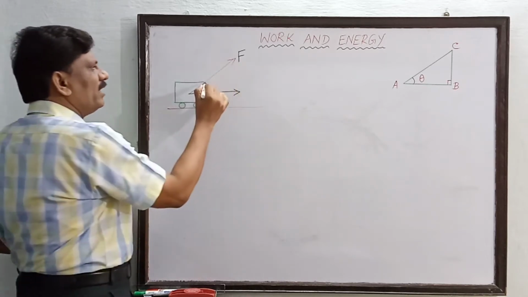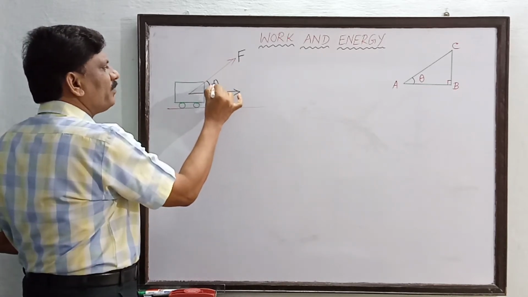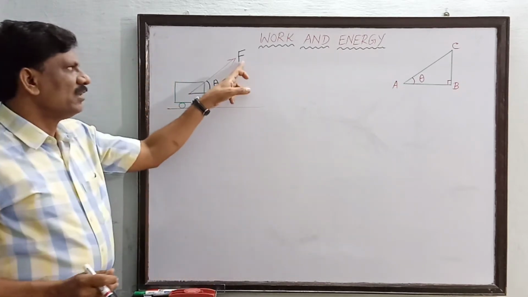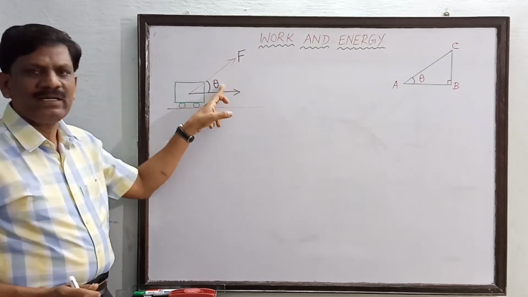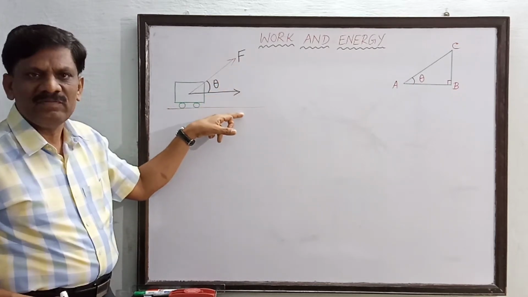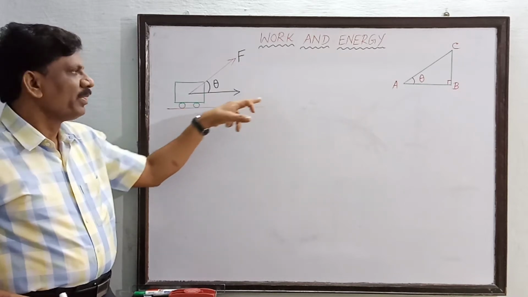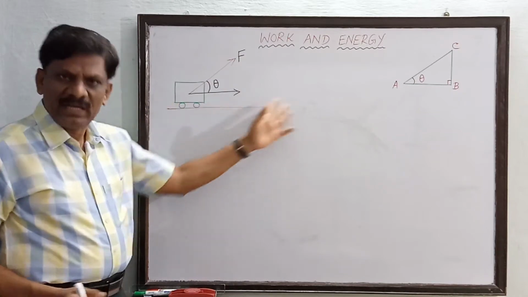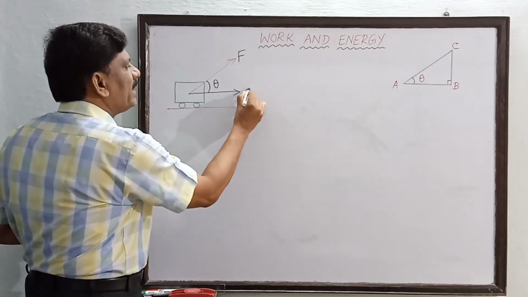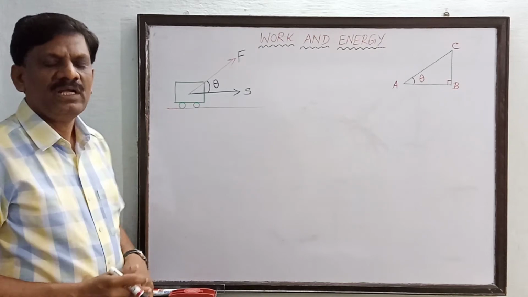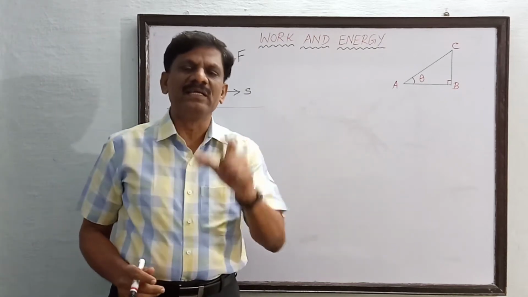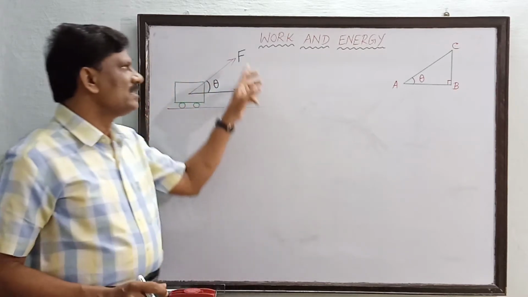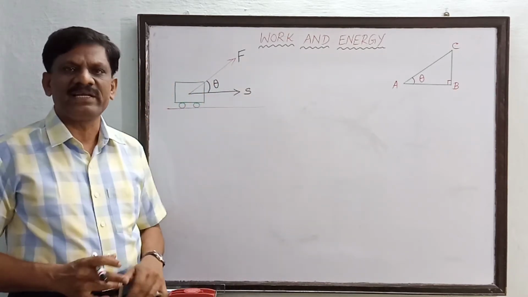So the string makes an angle theta. In this picture it is an acute angle, less than 90 degrees. So the force is acting at an angle theta with respect to the horizontal, with respect to the x direction. The toy is not going to move along the string, but it is going to move along the horizontal direction. So this will be the direction of the displacement. Can you understand that theta is the angle between the force and displacement in this example? Yes, force and displacement are not acting in the same direction.